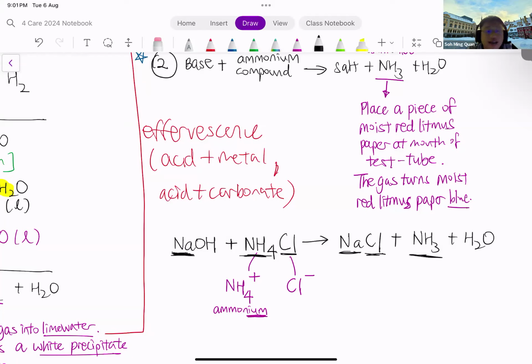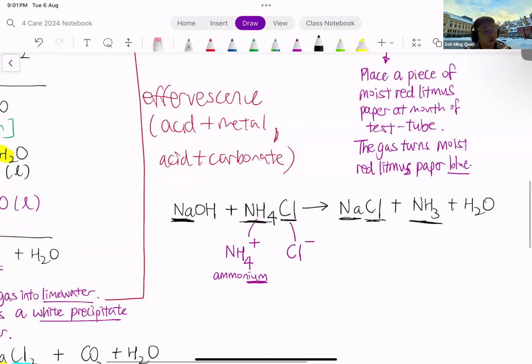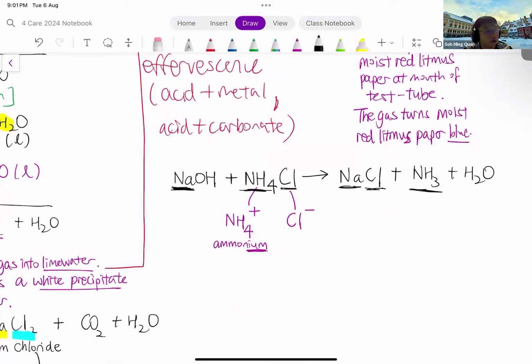So where did the last H go to? Where did the extra H go to? The extra H actually went to form water. So the NH4+ forms NH3 and the last hydrogen goes to water. Okay, that's just for your knowledge. Now, another common base in the lab as well as in industry is calcium hydroxide.